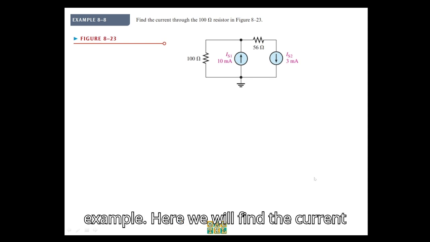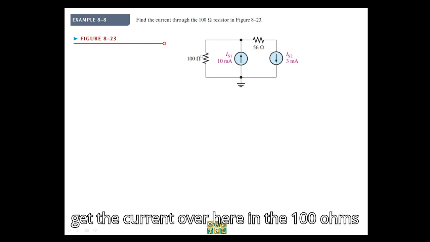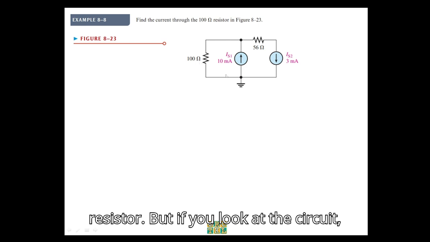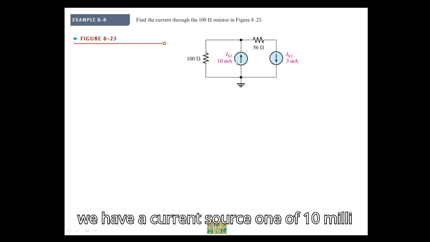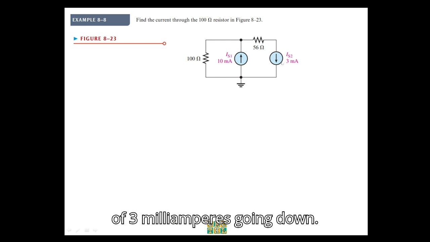We will find the current through the 100 ohm resistor. So we will get the current over here in the 100 ohms resistor. But if you look at the circuit, we have a current source 1 of 10 milliamperes going up and a current source 2 of 3 milliamperes going down.